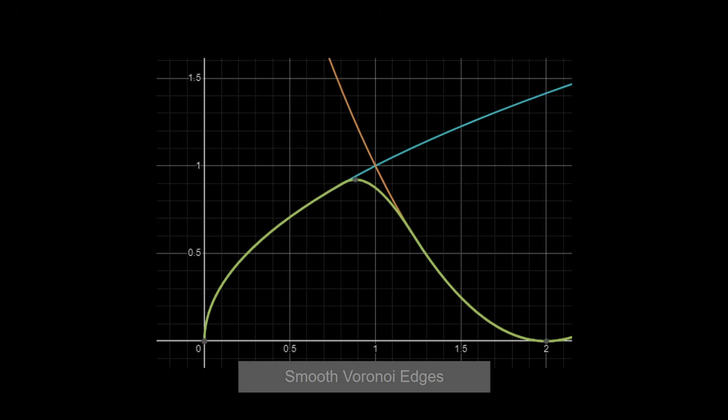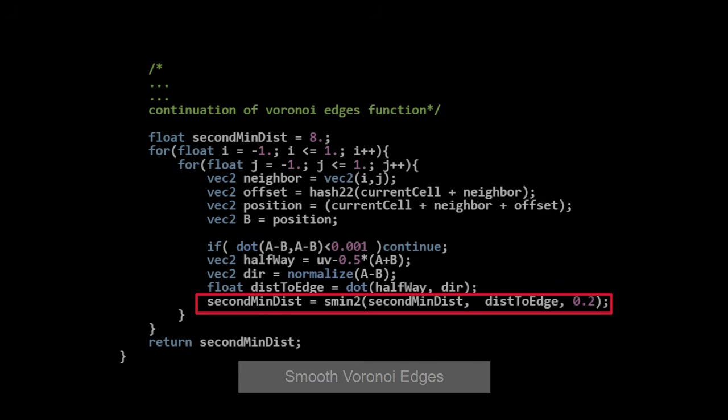I'll leave a link in the description for a resource on this. We replace the min function in that second min distance calculation with our smooth min. We also pass 0.1 or 0.2 as the smoothing factor. Larger smoothing factors mean more smoothing, but possibly more artifacts and other issues. Here's a result which looks much more organic.